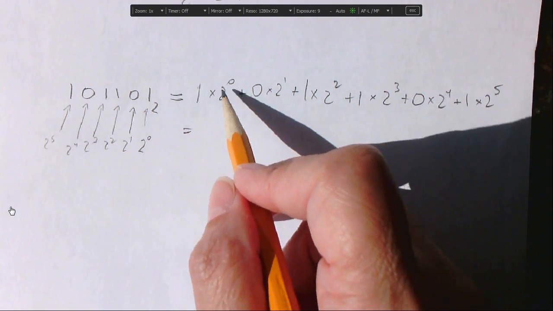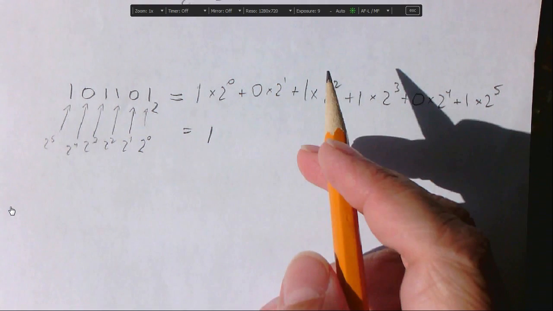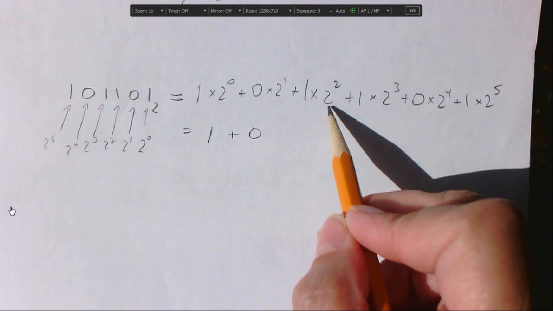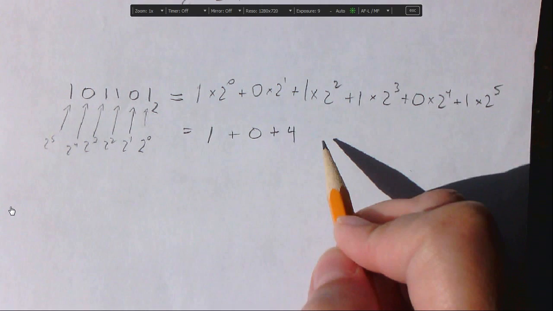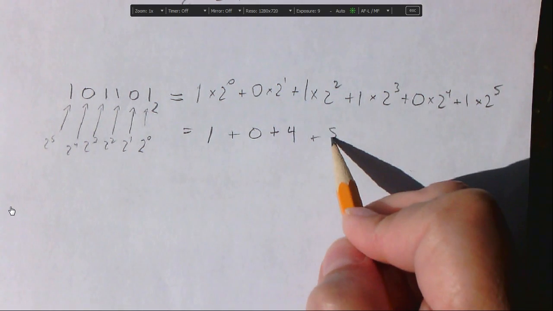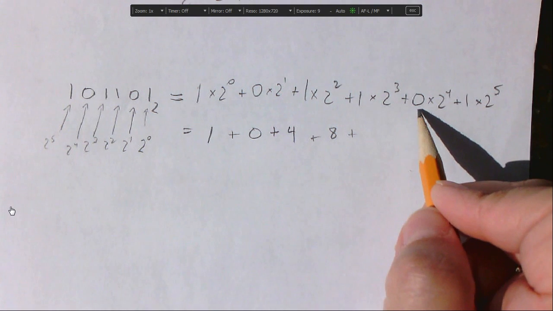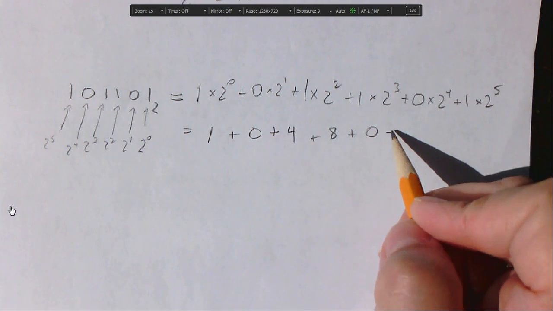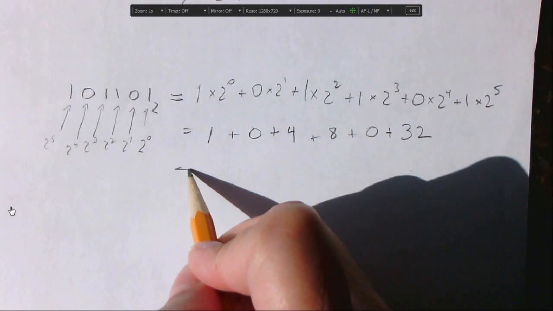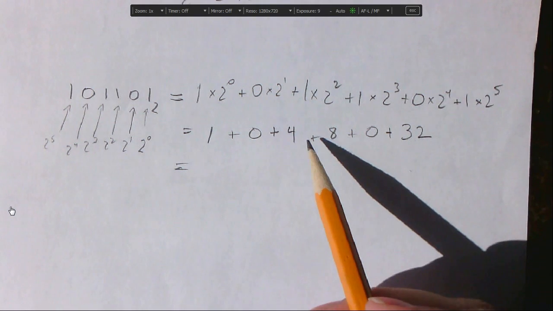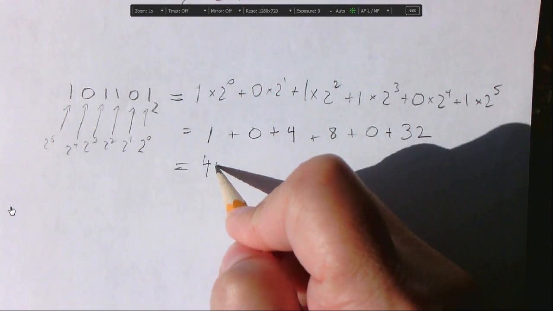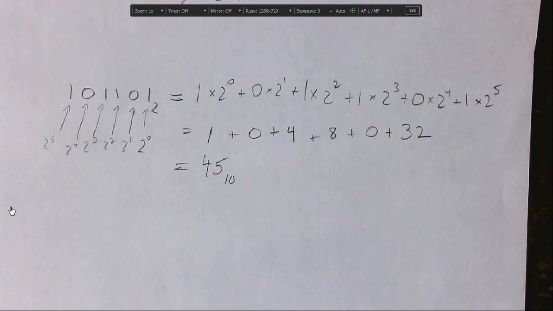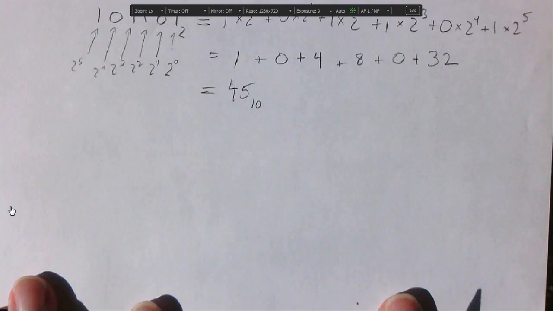Well, 2 to the 0 is 1, so we have 1 times 1. 0 times anything is 0. 1 times 2 to the 2 is 4. 1 times 2 to the 3 is 8. This is a 0 times something, so that's 0. Plus 1 times 2 to the 5, so that's 32. And adding them all up, 32 plus 8 is 40, 44, 45. This 45 is in base 10, so I'm going to write my little 10 there. Okay, let's do maybe another example.